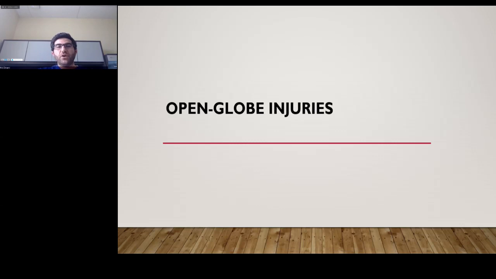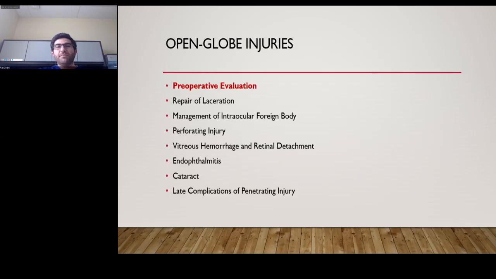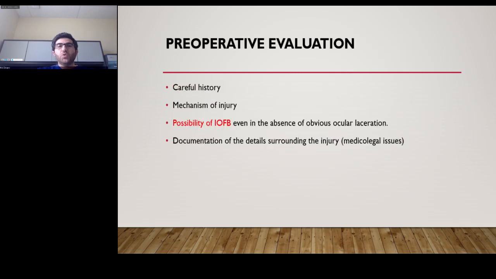For the open globe injury, I'm going to speak about different items. It's very important to evaluate the patient preoperatively, and as I said, visual acuity is very important to predict the visual outcomes after the surgery. On the other hand, we should always keep in mind that a perforating globe injury can be associated with an intraocular foreign body, and if we have any suspicion, imaging should be done to rule out the presence of an intraocular foreign body.